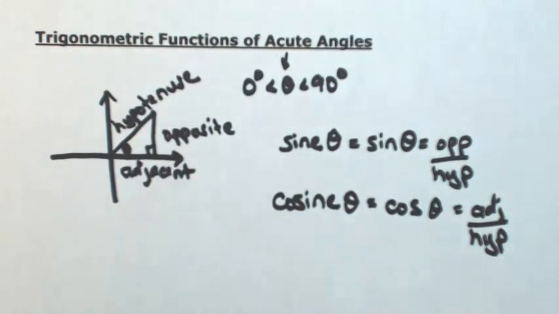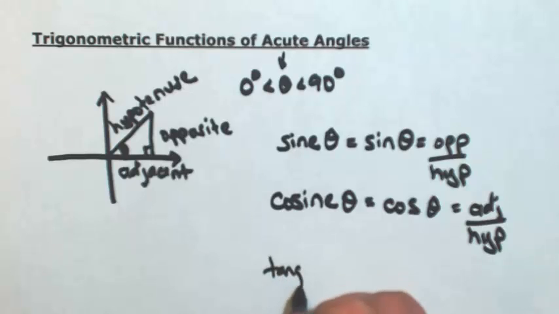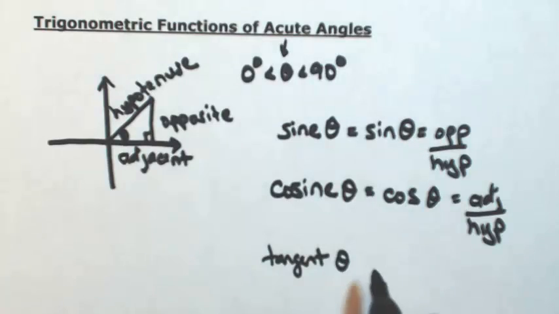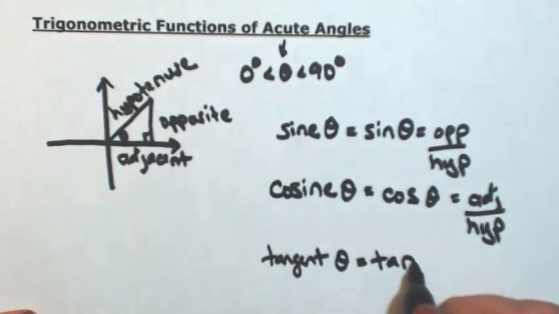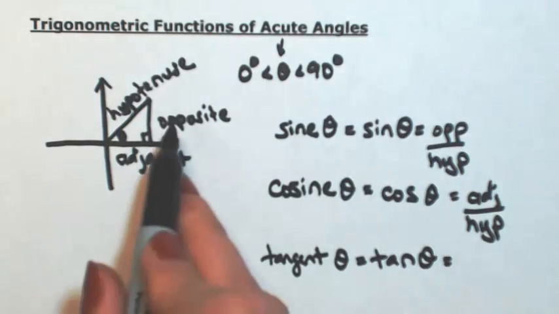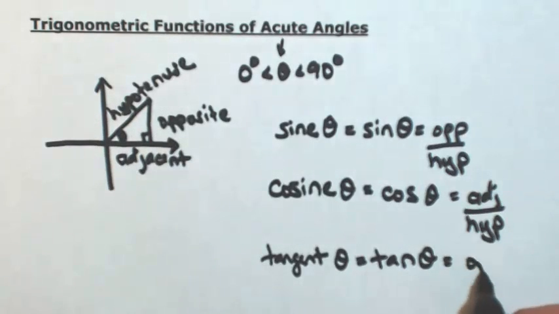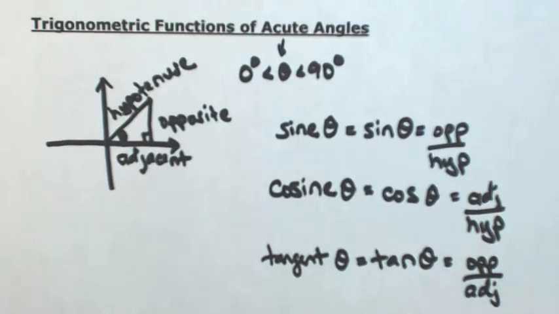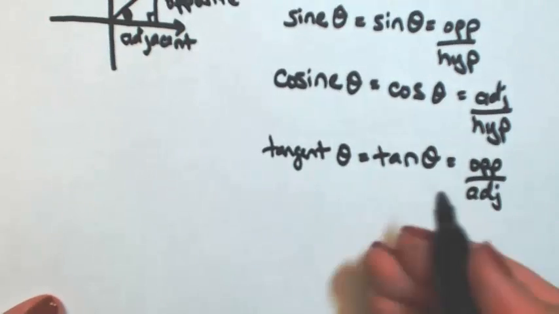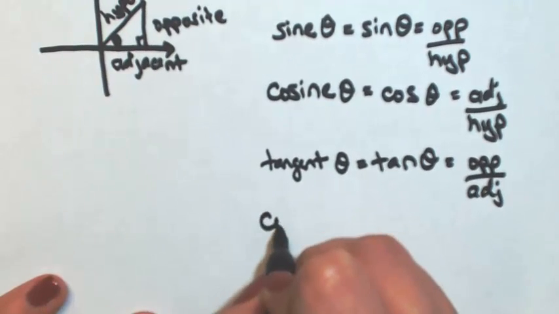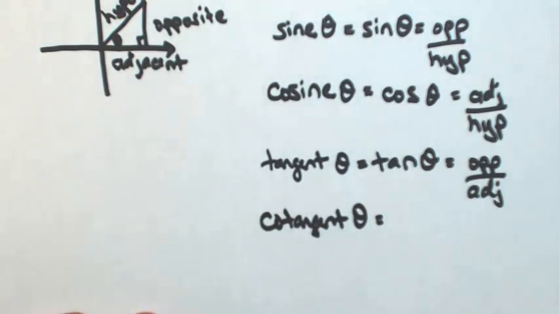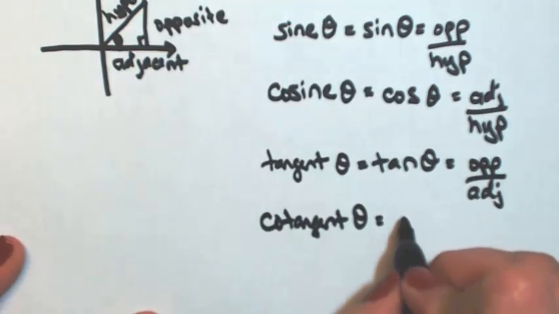Okay, the next two cofunctions are called the tangent of theta. Again, abbreviating to the first three letters would be just TAN of theta. And that's defined as the opposite over the adjacent. Its cofunction is called the cotangent, again of theta, with the first three letters abbreviated.